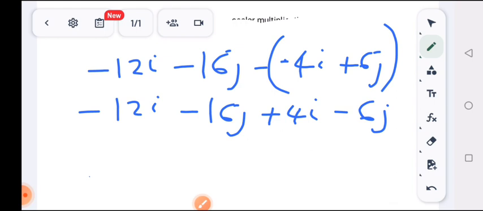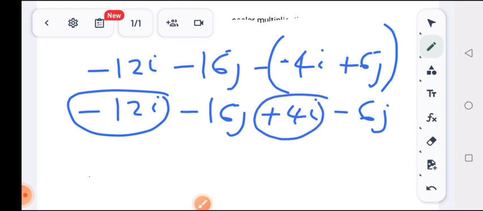So we just do what we do with our normal algebra, a collection of like terms. Minus 12i plus 4i gives us minus 8i. Then minus 16 minus 6 will be minus 22j. That's about it, guys. That is how to get that vector. So we have minus 8i minus 22j. Very quickly, we can find the magnitude of this expression.